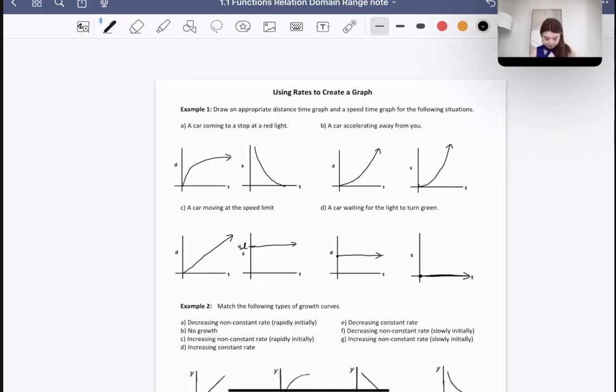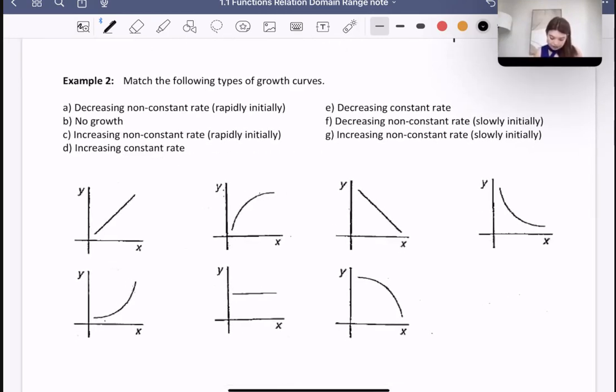Awesome. Then it says match the following types of growth curves. Here we have A, decreasing at a non-constant rate, so rapidly decreasing initially and then just decreasing. I would say that one best goes to this graph here, because at first it's rapidly decreasing and then slowing down, but it's always decreasing, just at a lower rate later on. B says no growth. That would, of course, be this one here, because there's no growth. It's just a flat line.